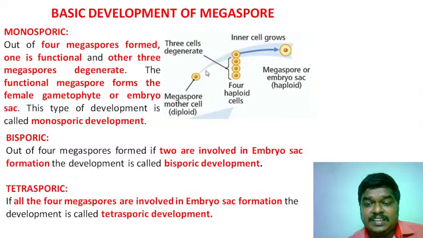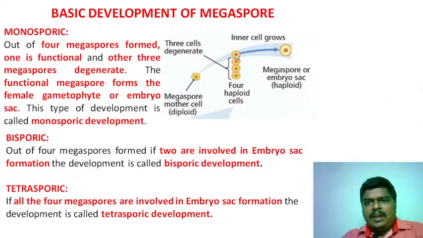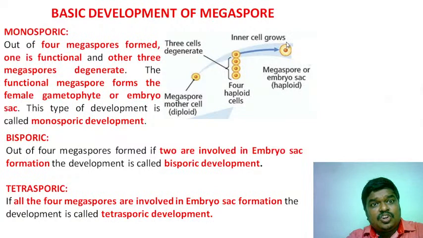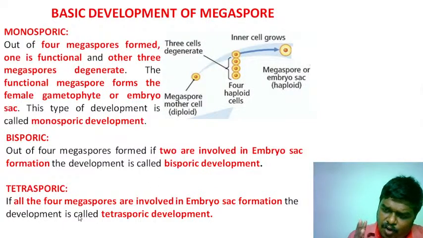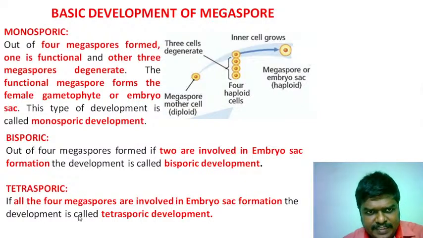This is the spore mother cell. It forms 4 haploid cells. Among that, 3 cells degenerate, and only one cell develops into the megaspore or embryo sac. This is called the monosporic type of development. Out of 4 haploid cells that are formed, 3 degenerate and 1 develops into the megaspore or embryo sac.